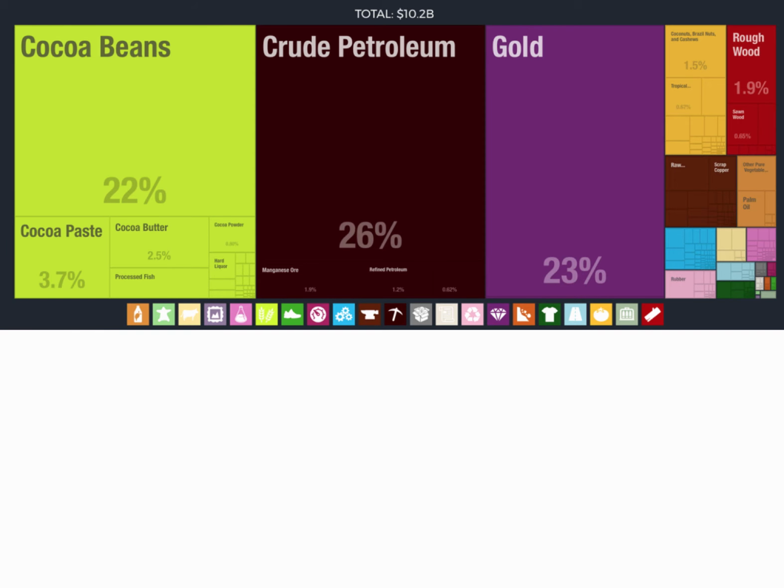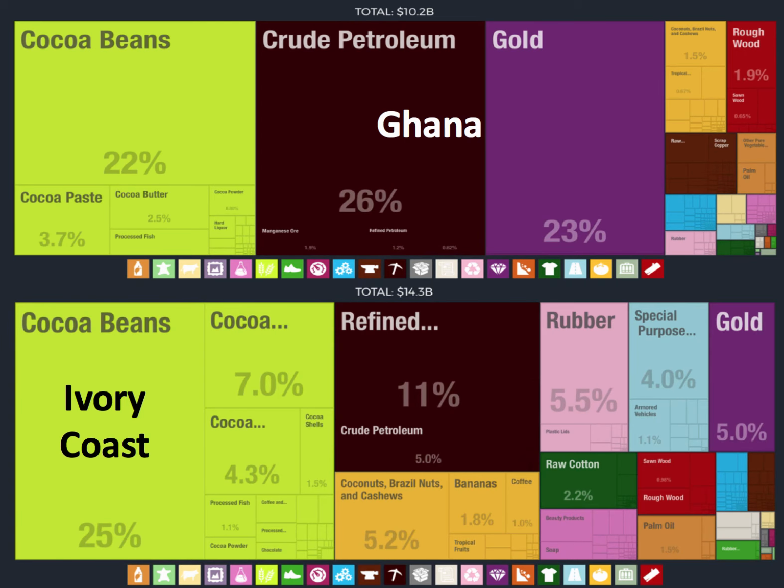So here's a good example. These are two countries, Ghana and the Ivory Coast. So this is the pattern of their exports in 2014. And you can see that actually Ghana and Ivory Coast have relatively similar patterns of trade, in particular quite heavy dependence on cocoa beans. Ghana exports crude petroleum, whereas the Ivory Coast exports more in the form of refined petroleum. And they're both exporters of things like coconuts, Brazil nuts and cashews.